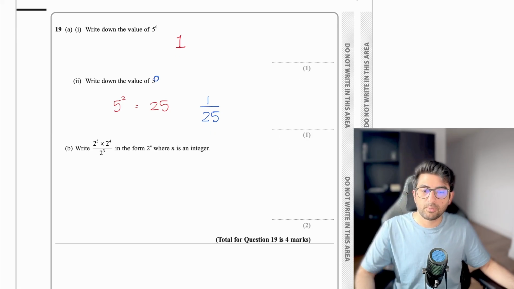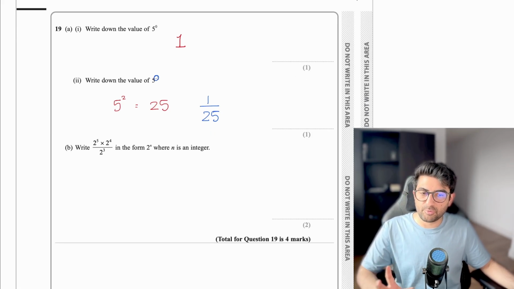Okay, the next one. Right, 2 to the power of 5 times 2 to the power of 4 over 2 to the power of 3 in the form 2 to the n, where n is an integer.